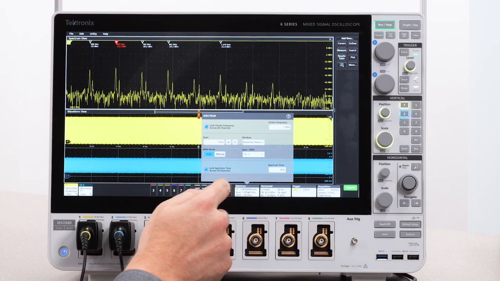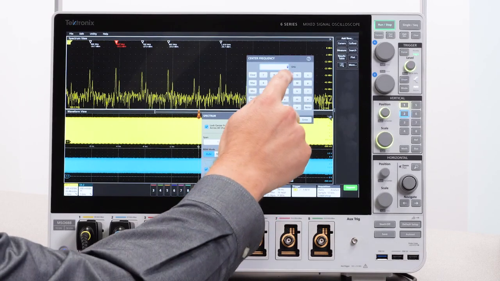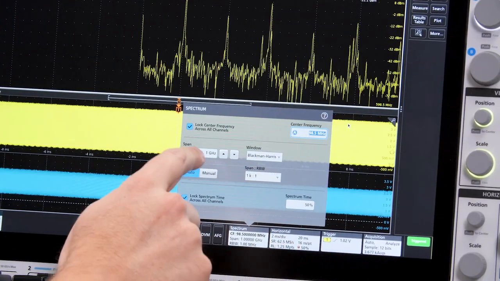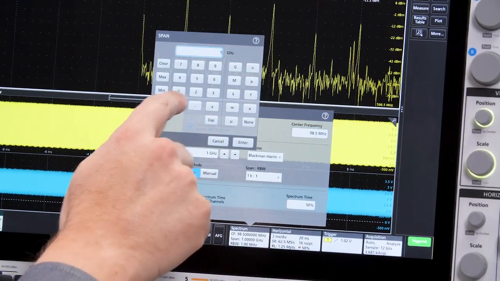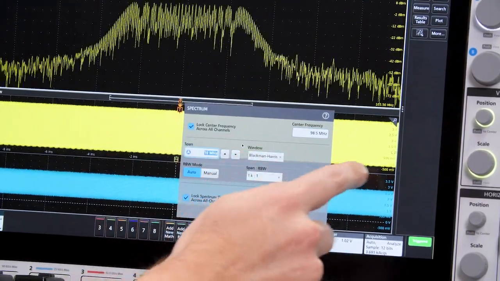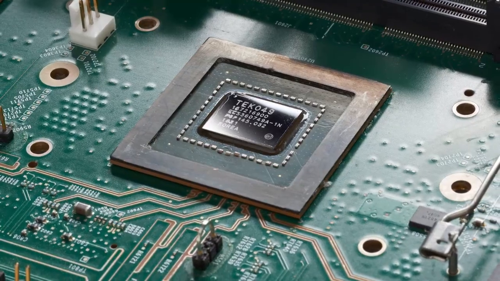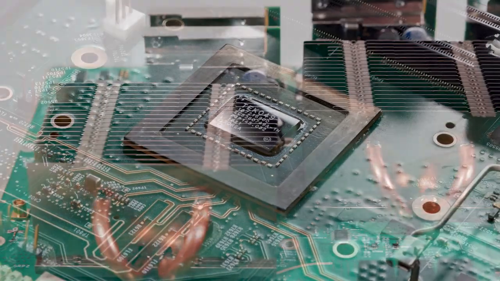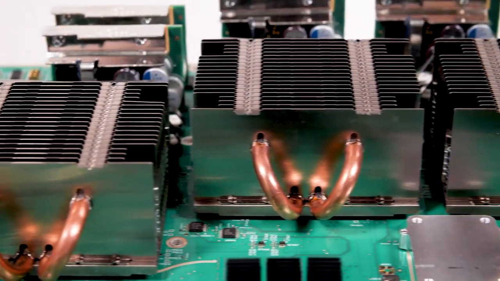with a center frequency of 98.5 MHz. So I'm going to punch that in, along with a span of 10 MHz using the spectrum analyzer controls. Unlike typical scope FFT controls, the spectrum controls and the time domain controls are completely independent.